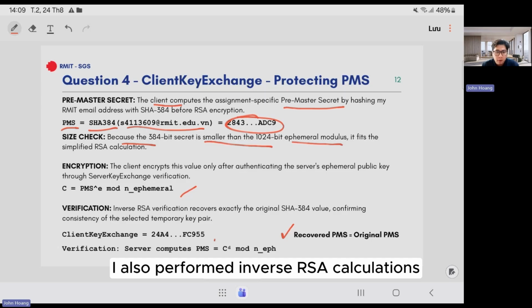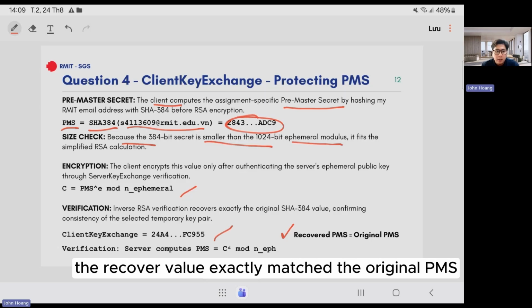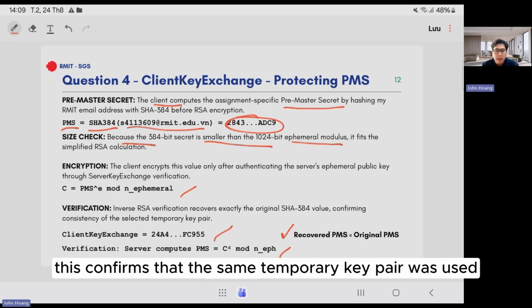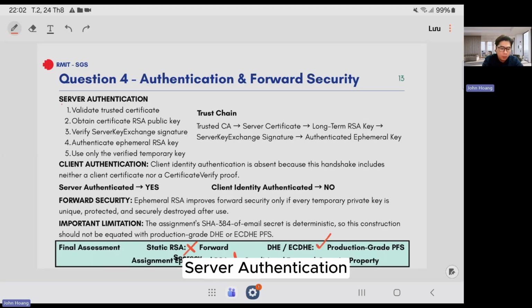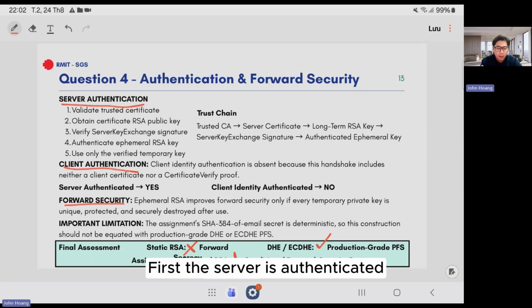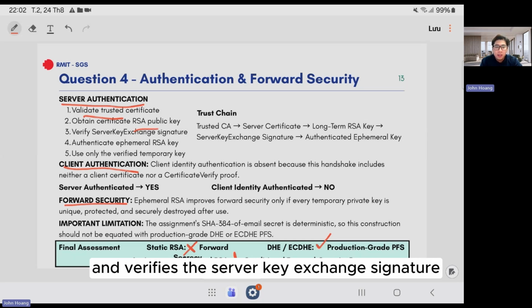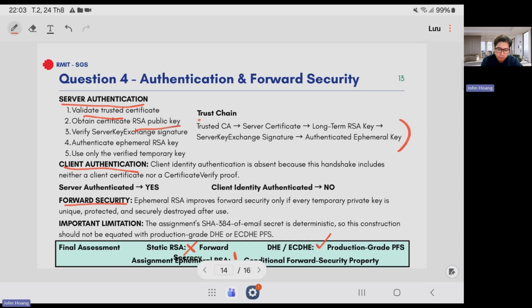I also performed the inverse RSA calculation on the server side. The recovered value exactly matches the original PMS. This confirms that the same temporary key pair was used consistently. This slide separates three different security questions: server authentication, client authentication, and forward secrecy. First, the server is authenticated. The client validates the certificate, obtains the certified RSA public key, and verifies the ServerKeyExchange signature. This creates the trust chain shown here.